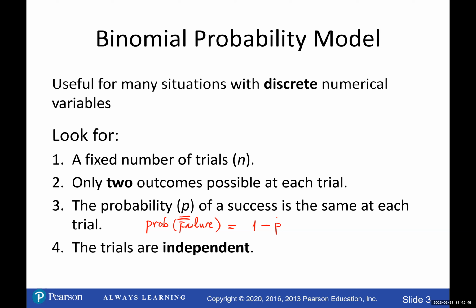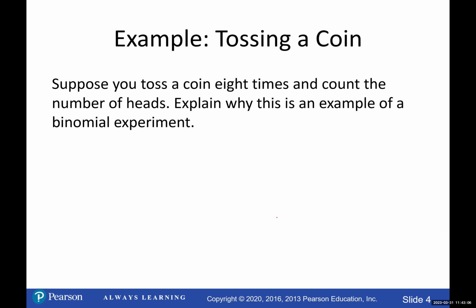And number 4, the trials are independent. Each trial is independent of all the other ones. So that is the four things that you need to have for a binomial probability model.